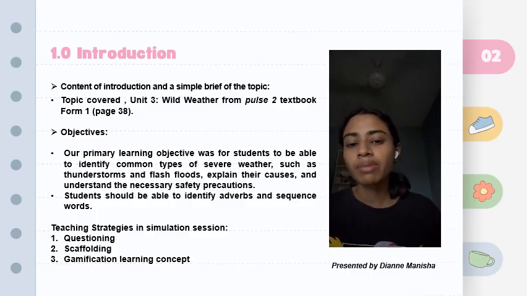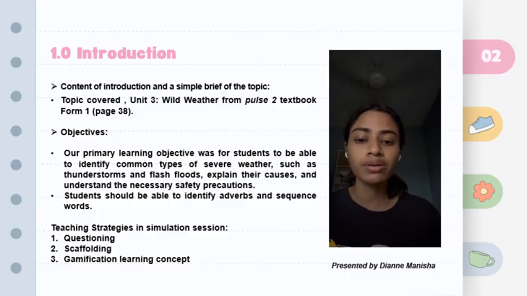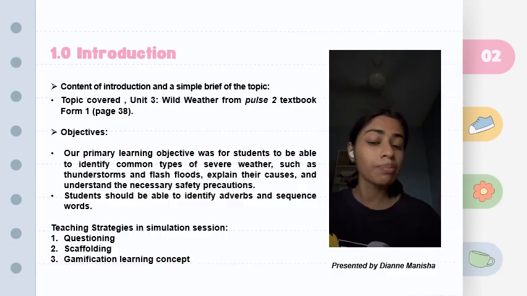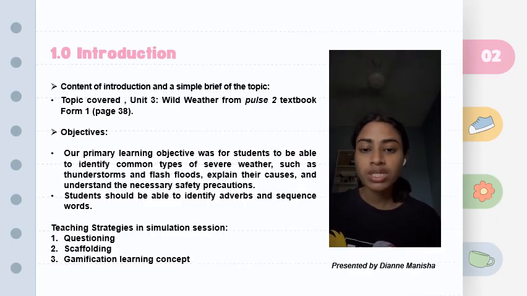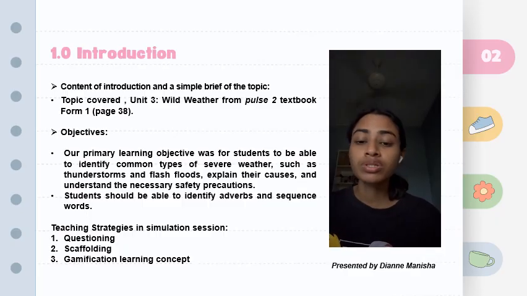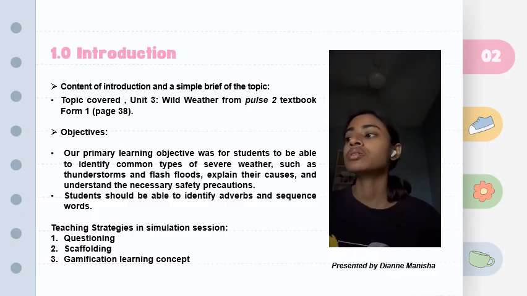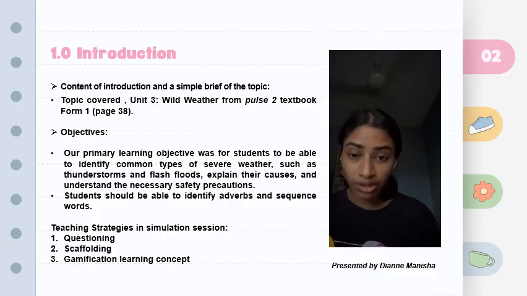Today I'll be doing my reflection based on the micro teaching session which happened last week. And my part is the introduction where the topic covers... and it is designed for the Form 1 students and it also focuses on the wild weather phenomena.